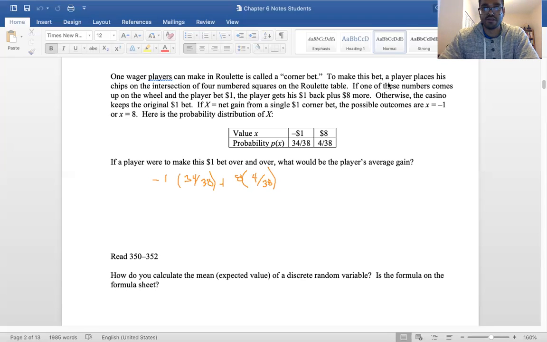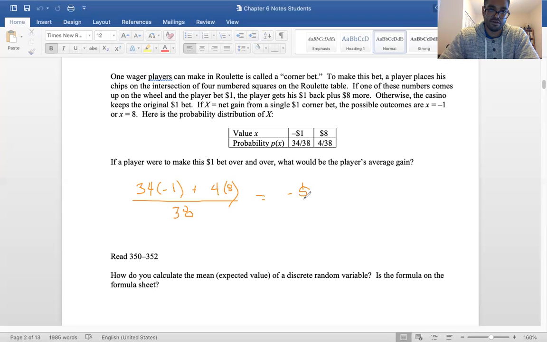And so when we look at this expected value, what we can write, if we kind of expanded all that out, you get 34 times -1 plus 4 times 8 all over 38, just a common denominator there. And if you simplify this down, you get negative 0.05. So after each bet, you're expected to lose 5 cents.